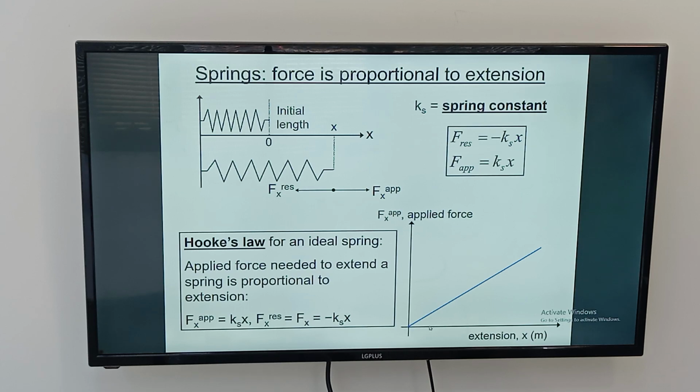You can look at the y-axis, you have the applied force, and on the x-axis, you can look at the extension or the length. It says here the applied force needed to extend the spring is proportional to extension. It means the more applied force you put on a spring, the further extension the spring will move, okay? Because they have a linear relationship and they are proportional to each other, as you can see in this diagram.